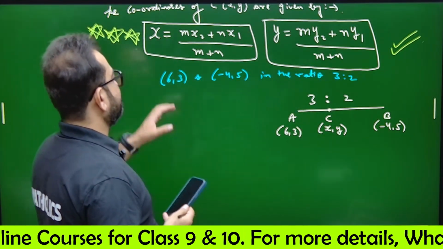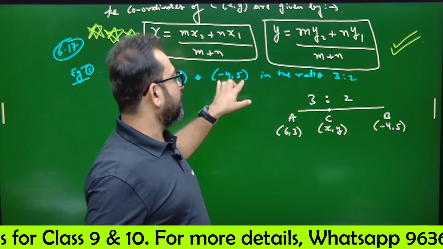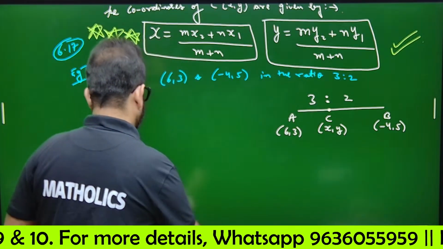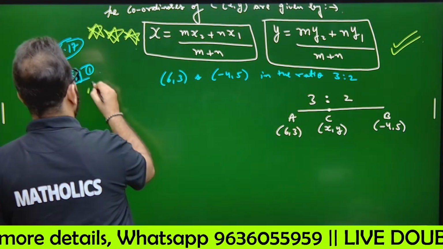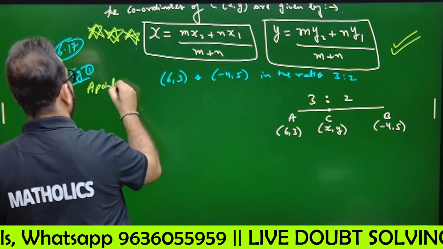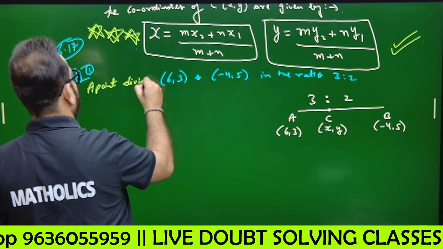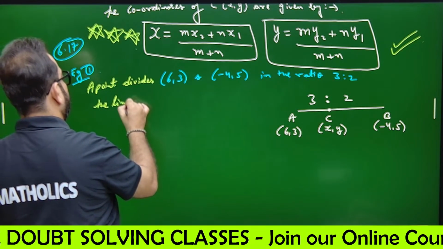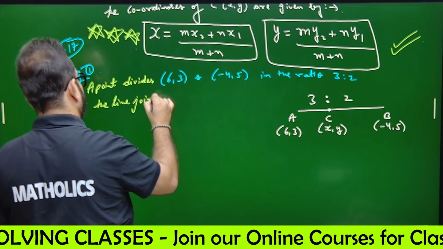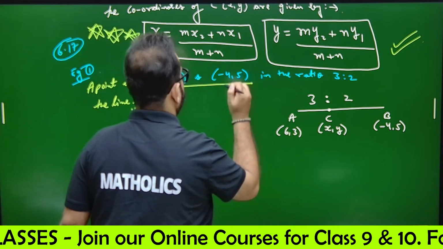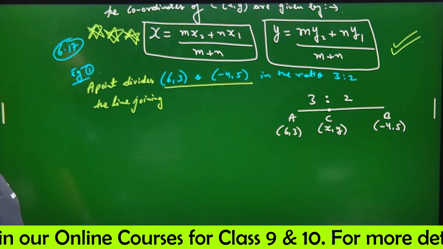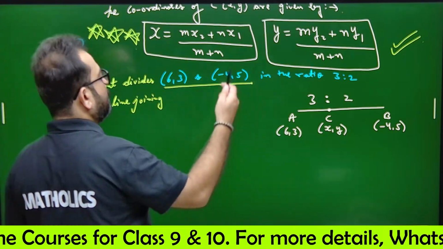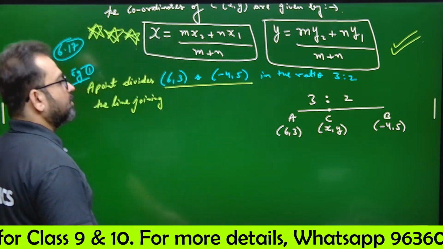The question is: a point divides the line joining these 2 points, 6 comma 3 and minus 4 comma 5, in the ratio 3 is to 2. Find the coordinates of that point. Find the coordinates of the point.